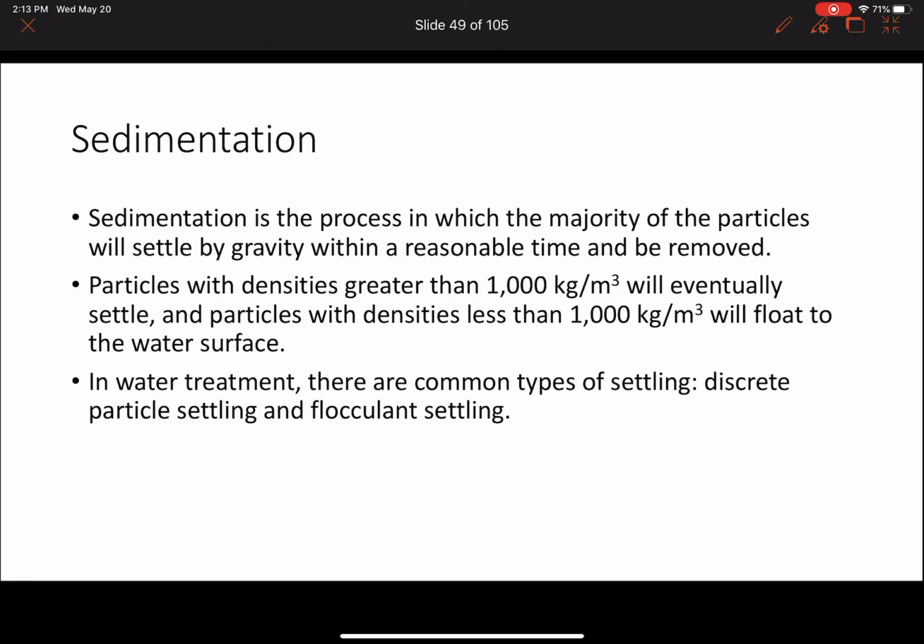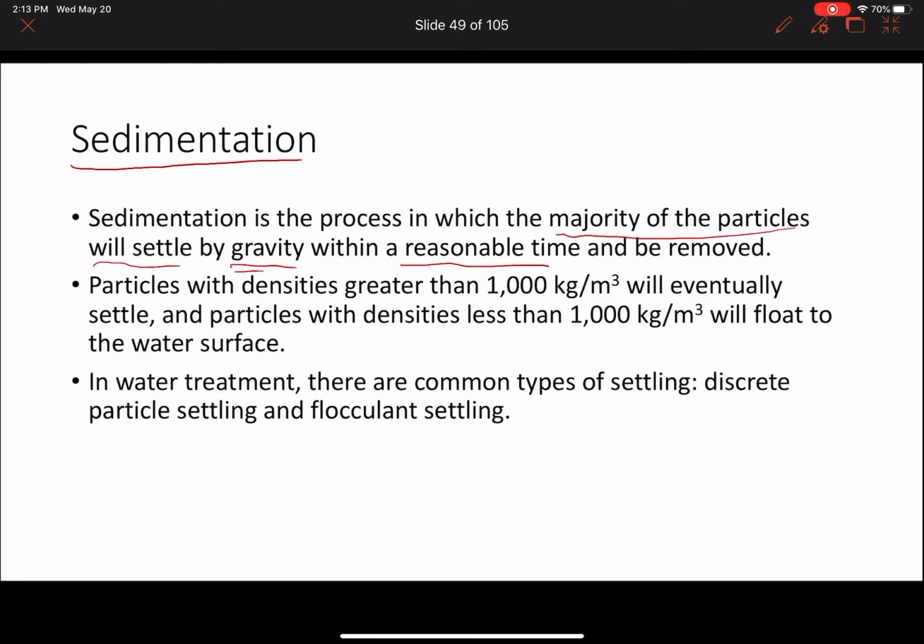Start this lecture, chapter 8, sedimentation, one of the most important processes in water treatment. Well, what is the meaning of sedimentation? It means that the majority of the particles will settle by gravity within a reasonable time and can be removed.